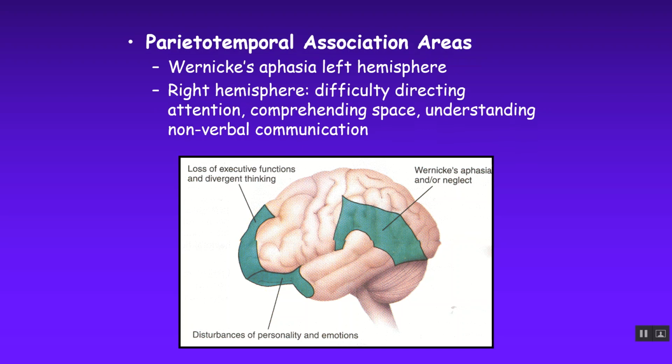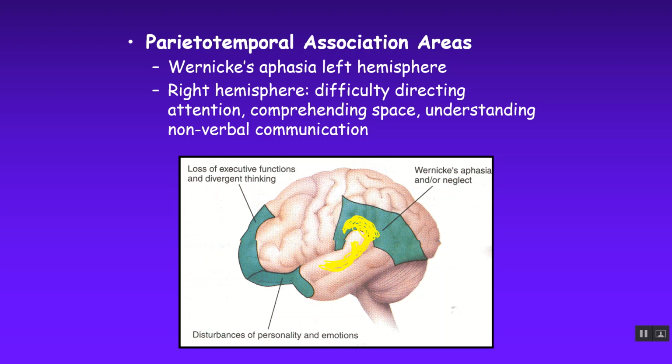Parietal temporal association area, so we're at this area now. This is where we can have Wernicke's aphasia, especially on the left hemisphere. Wernicke's aphasia is receptive aphasia, so that's generally this area right here. But we can have some of that Wernicke's aphasia with damage to this auditory association area down here, but really this whole area, all the way up into here, is involved with that receptive aphasia.